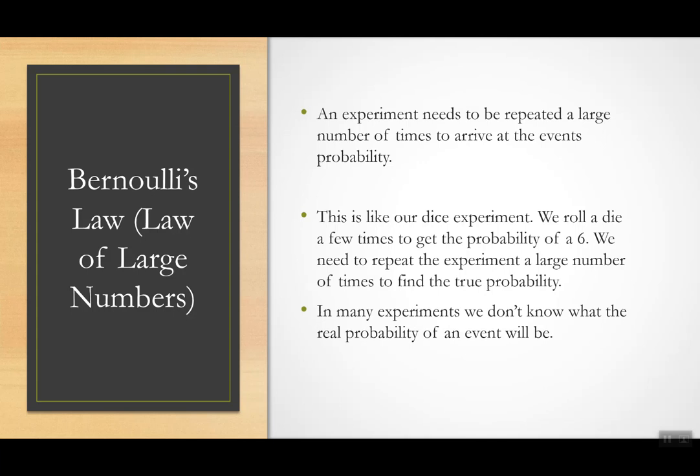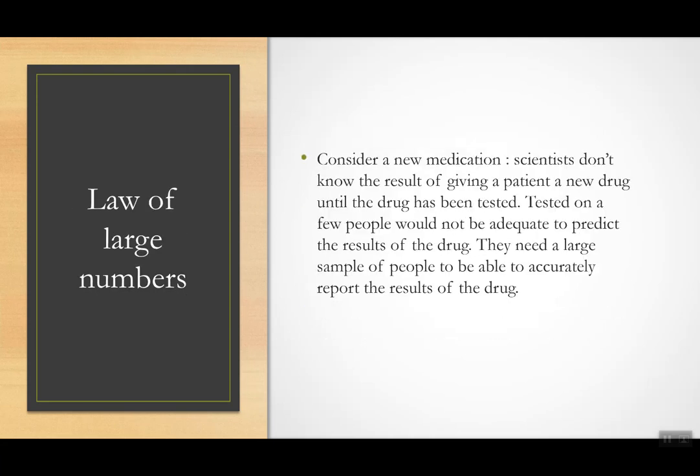In many experiments, we don't know what the real probability of an event will be. So what does that mean? Consider a new medication. Scientists don't know the result of giving a patient a new drug until the drug has been tested. Testing on a few people would not be adequate to predict the results of the drug. They need a large sample of people to be able to accurately report the result of the drug.